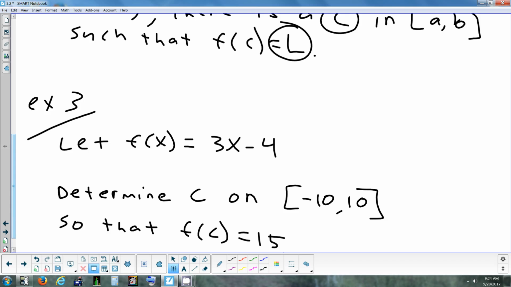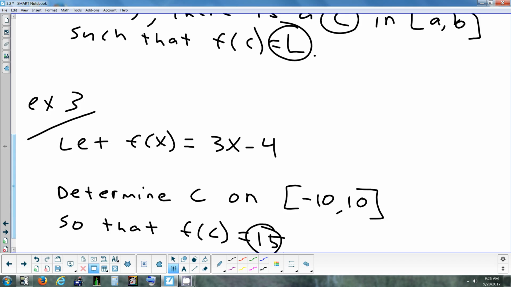Right. So first thing I'm going to do is just make sure that that's even possible. Am I really even going to go through 15 at some point? So let's check plugging in negative 10. Let's see what the y value is. Let's plug in positive 10, see what the y value is, and make sure that 15 is a number we're going to actually go through.